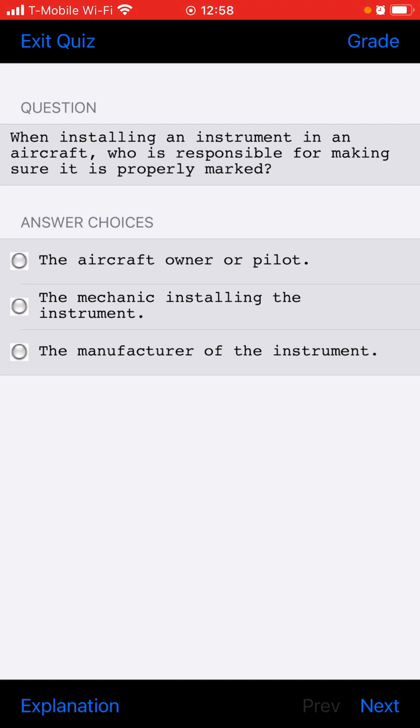What are the most common sources of power used to extend and retract landing gears? Hydraulic pressure and electric motors.